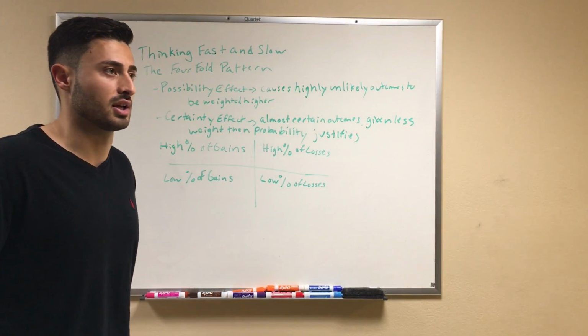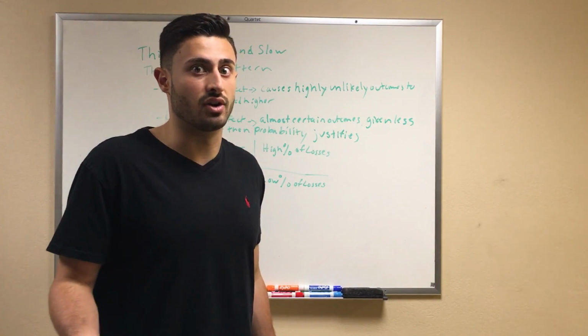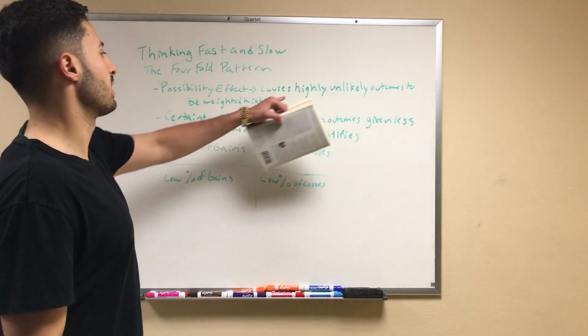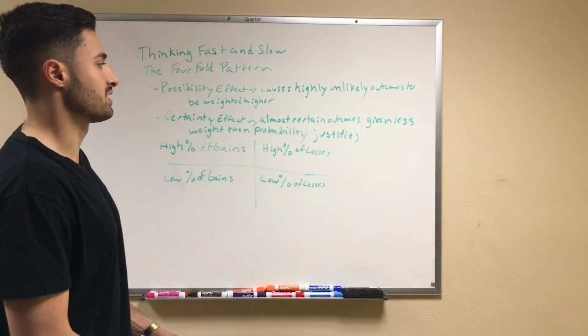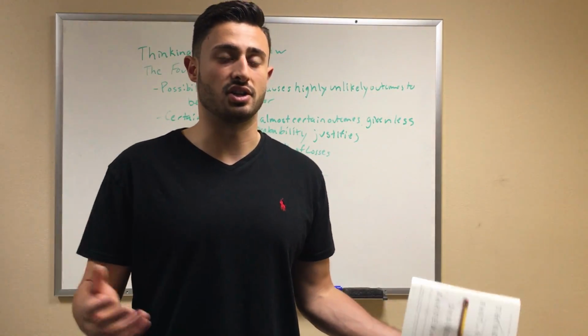Like 5%, that's not that much. I mean, that's a lot. That's like 5 out of 100 people get that. That's a lot. But you'll start making up reasons why that is so much higher. Then there's the certainty effect, which basically says an almost certain outcome is given less weight than it should.